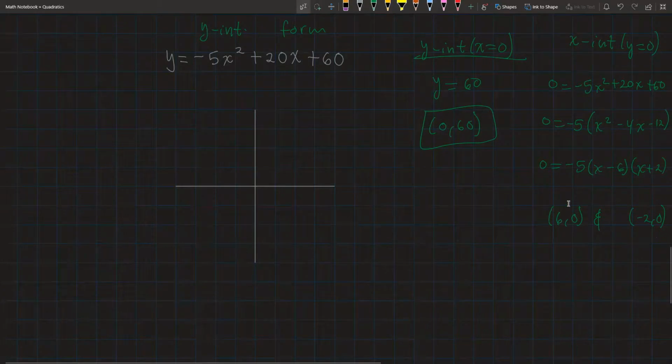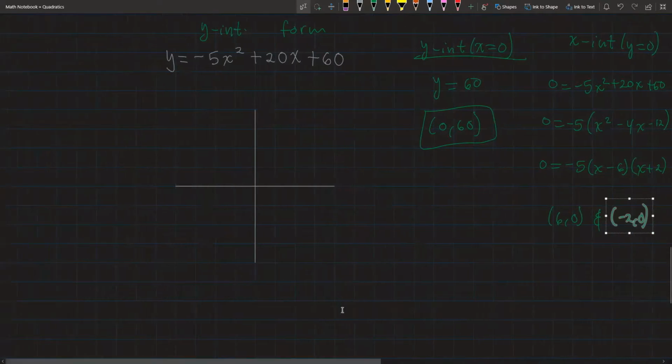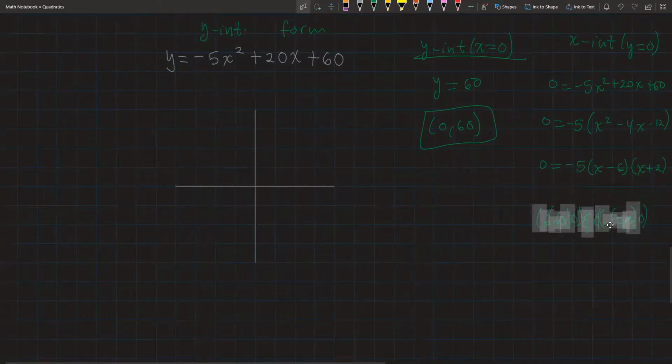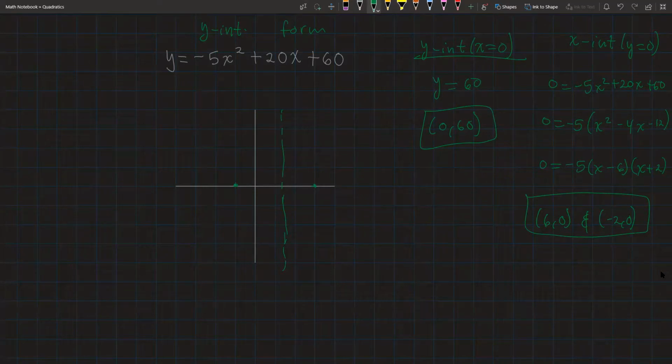That's the way I'm going to write that. Take some time to check them for yourself. And as you're doing that, I'm going to start plotting these points. We have (negative 2, 0) and (6, 0). Negative 2 and 6, we want to know the midpoint between those two. We know the y-intercept is way down here.